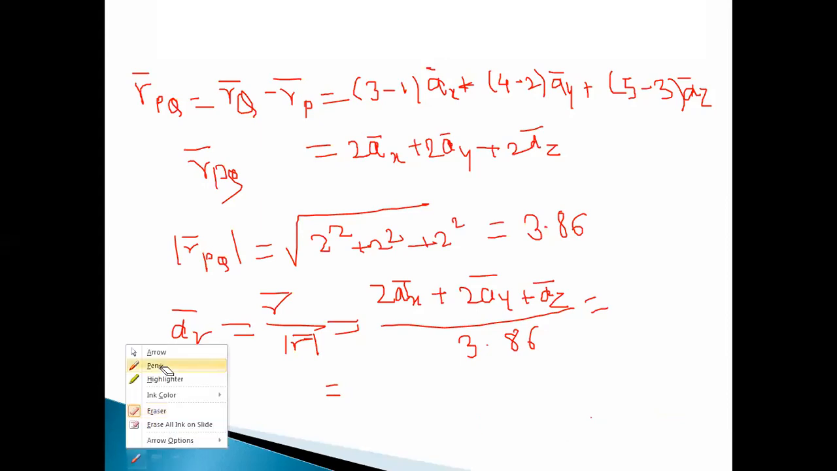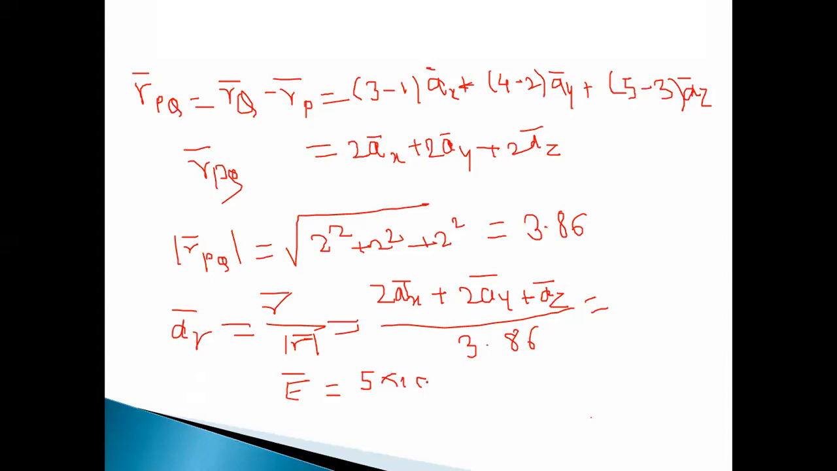I'll take the E bar. So this E bar is equal to Q. So what is Q? Q kite? 5 nanocoulomb. Nano means into 10 raised to minus 9, and micro is 10 raised to minus 6. Divided by 4 pi epsilon 0.